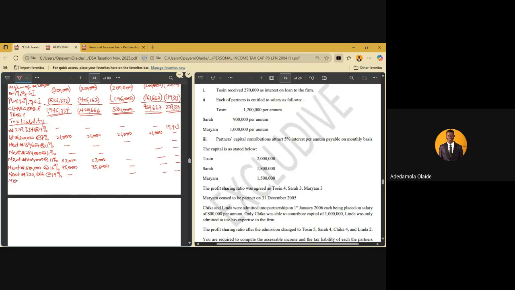The next 500,000 at 19%. The next, 1.6 million minus this, that will be 345,334 at 21%. 72,520.